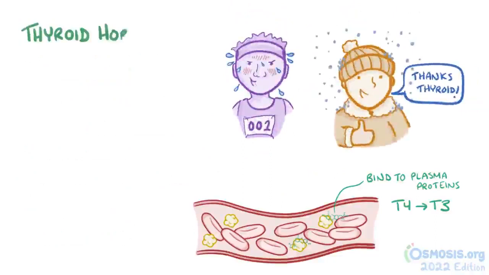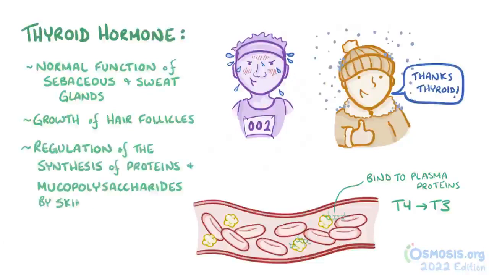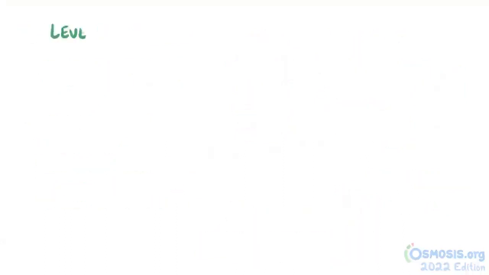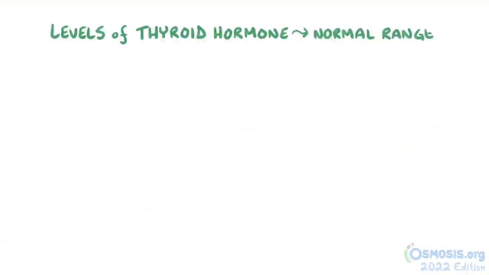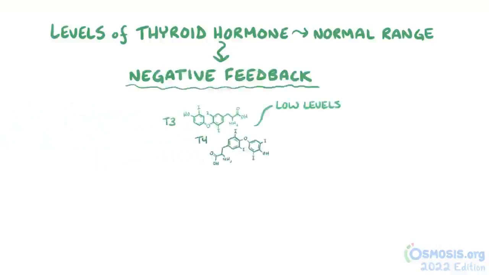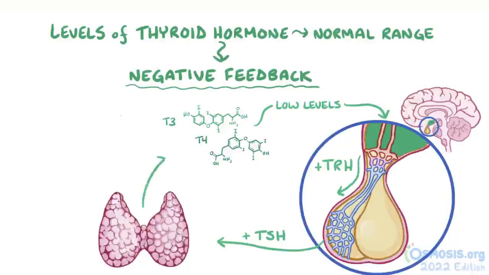Thyroid hormones are also involved in a number of other things, like controlling sebaceous and sweat gland secretion, hair follicle growth, and regulating proteins and mucopolysaccharide synthesis by skin fibroblasts. And for all this to work right, the levels of thyroid hormones have to stay within a normal range. To do that, the body uses negative feedback, which means that low levels of thyroid hormones tell the hypothalamus and pituitary gland to increase their secretion of TRH and TSH, respectively. More TRH increases TSH production in the pituitary, and the thyroid gland gets more stimulation to make thyroid hormones. And eventually T3 and T4 levels go back up to the normal range again.